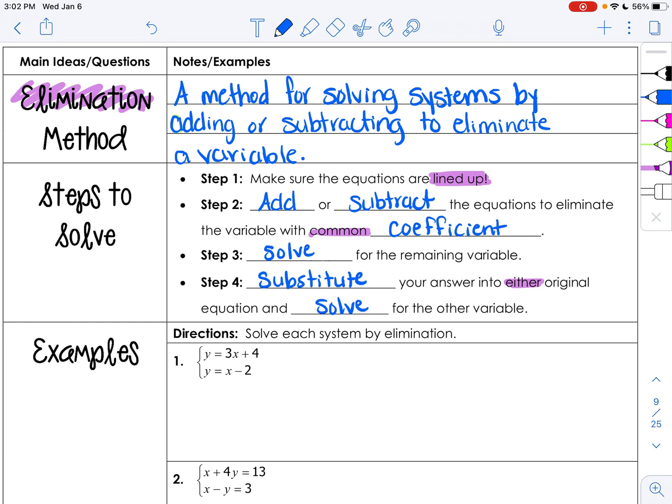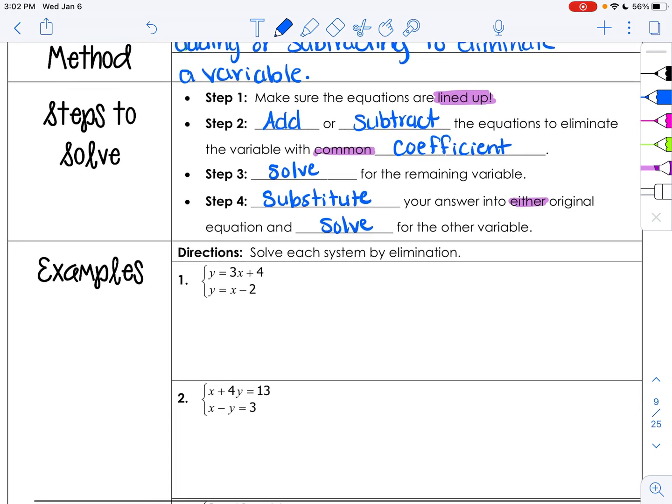So similar to the substitution method, in step 3, you'll get half of your answer. In step 4, you'll get the other half of your answer. So make sure you follow through with all of the steps. Let's take a look at an example.